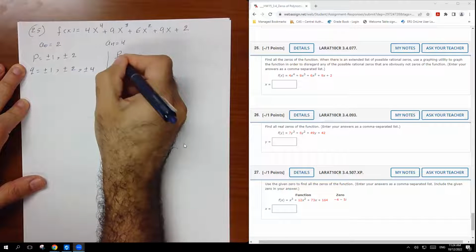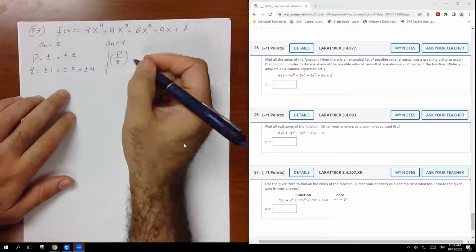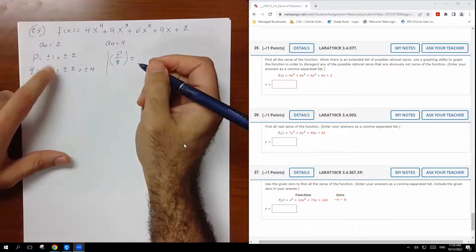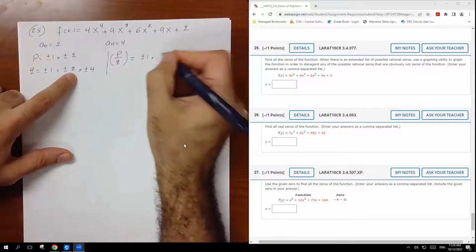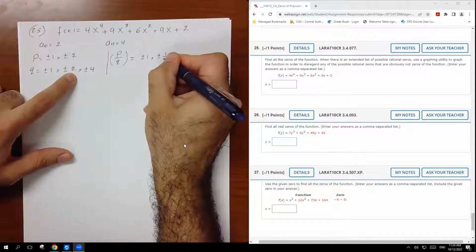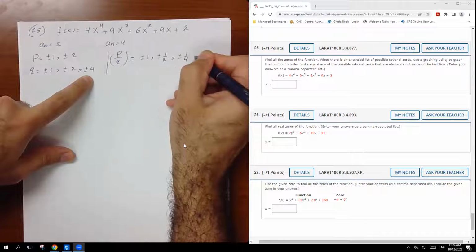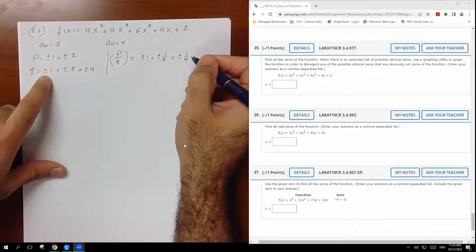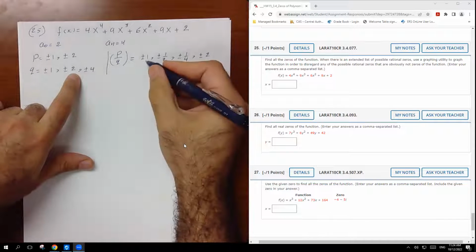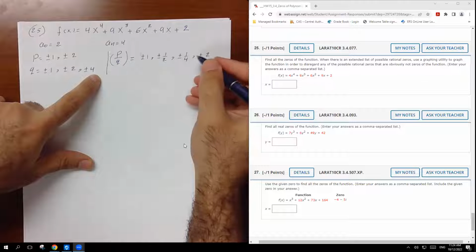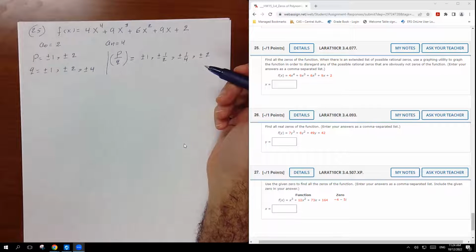So P over Q, the possible zeros, is going to be: 1 by 1 is going to be plus or minus 1. 1 by 2 is going to be plus or minus 1 over 2. 1 by 4 is going to be plus or minus 1 over 4. 2 by 1 is going to be plus or minus 2. 2 over 2 is going to be 1. 2 over 4 is going to be half, which we already have. So these are the possible zeros.